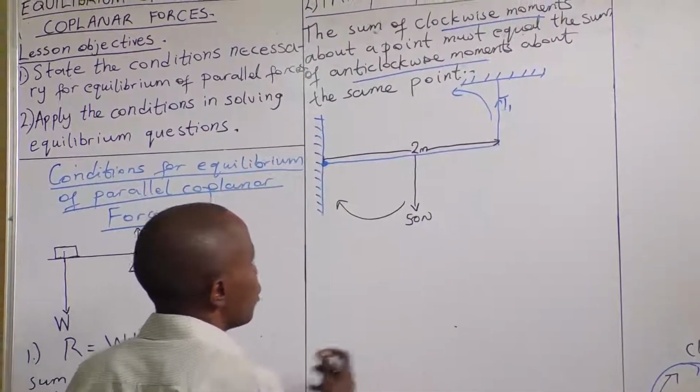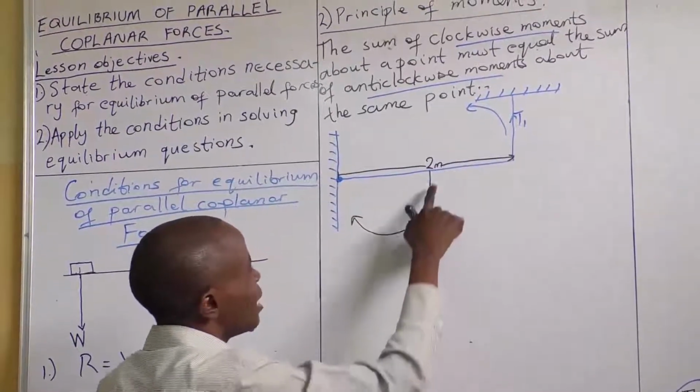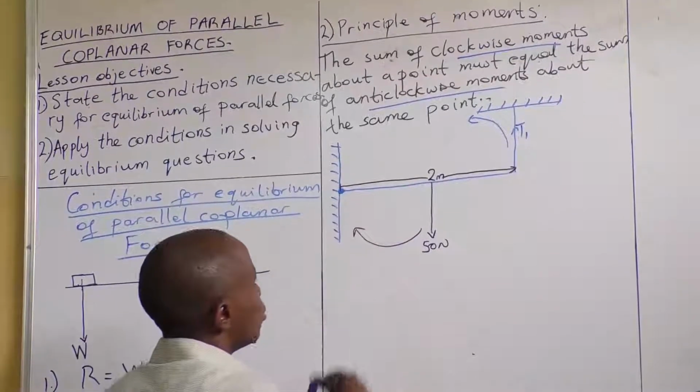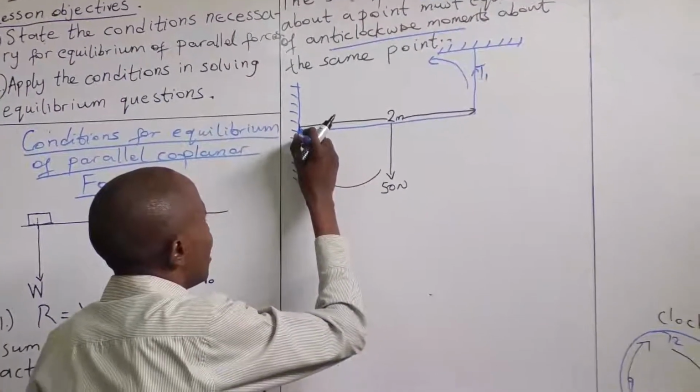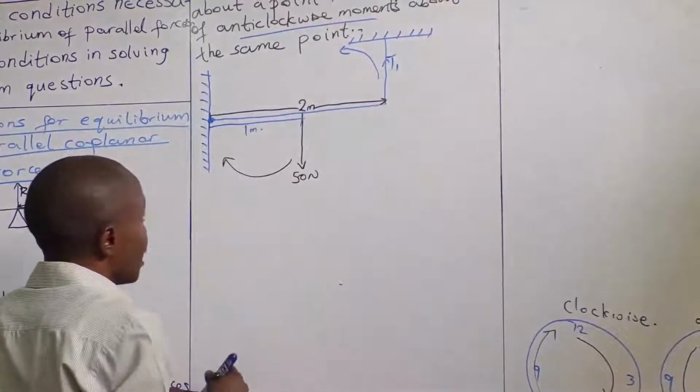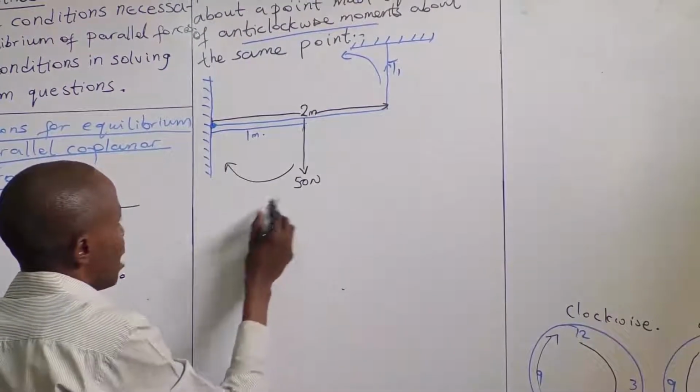Now, moment, as I said, is force times distance. So that will mean, because this mass or this weight is acting at the center, we can then assume that the distance from here to here is 1 meter. This is at the center. Then we are able to apply a formula.